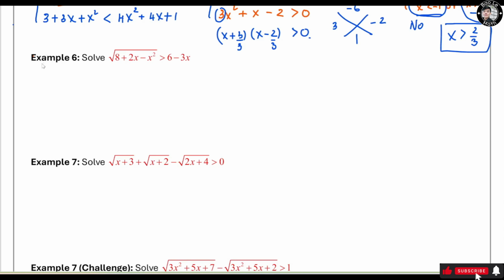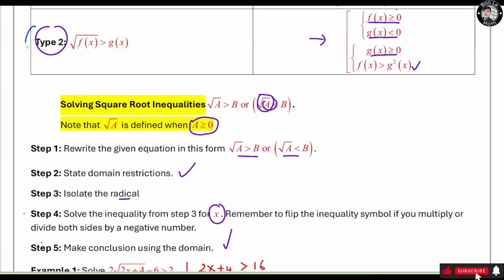Now, example number 6. This guy is type number 2, right? Right here. You have LS greater than or equal to 0, RHS less than 0, right?